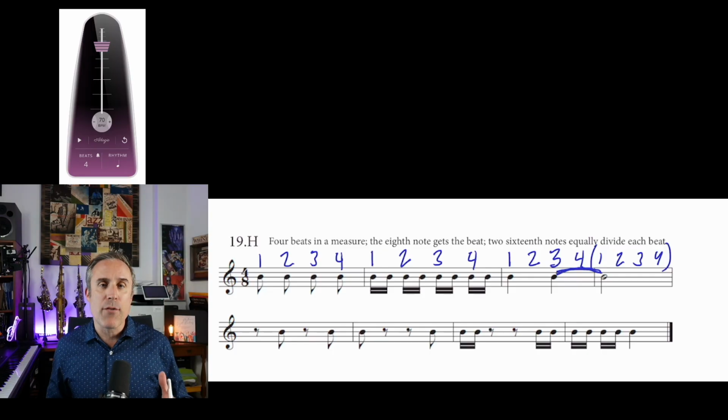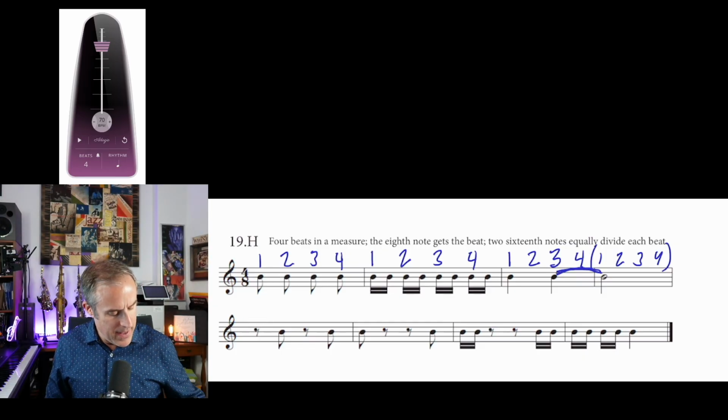All right, for these last 4 measures, I'm just going to place the beats above the measures so you can see exactly where that metronome is going to click. So in measure 5, we'd have beat 1 happening right here over this 8th rest, beat 2, beat 3, beat 4.